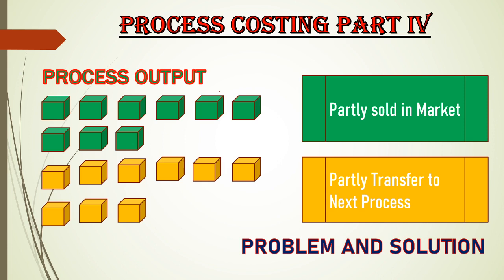Today's video is about process costing. In this video, we will discuss if the process output is divided into two parts, and partly goods are transferred to next process and partly goods are sold in the market, then how the process accounts are prepared.